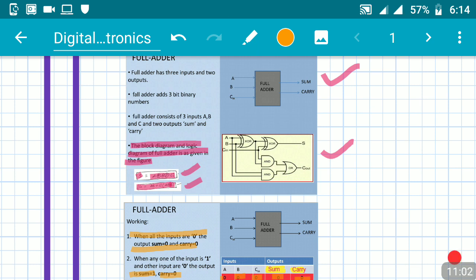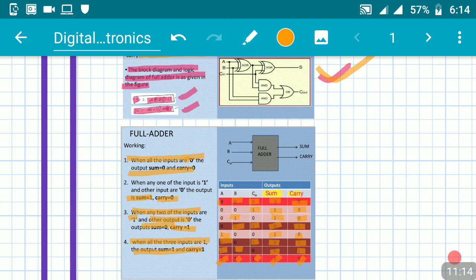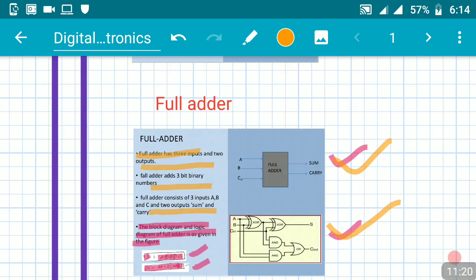Okay, so this is what your full adder is. It is easy. Just understand: you need to write the block diagram, you need to write the logic diagram, you need to write some lines here, and you need to understand the truth table and write the same truth table in the format of the answer for working. These are a few lines of explanation regarding the full adder, and this is what your full adder discussion is.